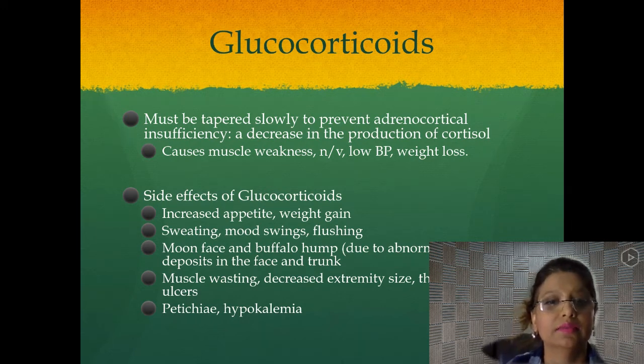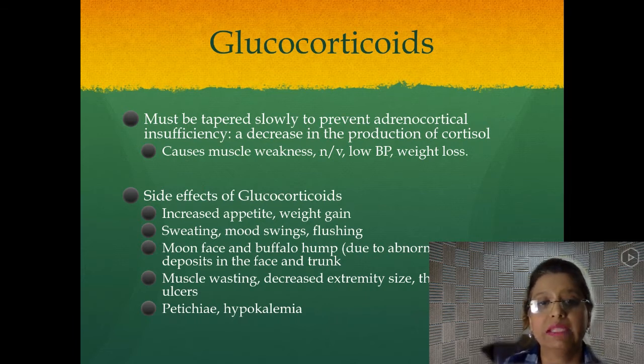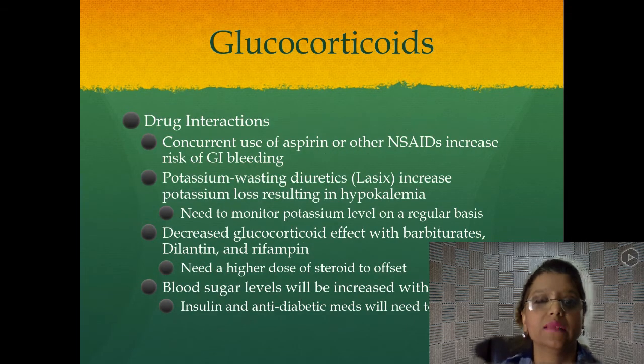Then it could cause peptic ulcer disease. The steroids are really, really bad for the stomach. They can cause peptic ulcer disease. Petechiae, what is that? Bruising underneath the skin. And hypokalemia, low potassium levels. So sometimes we have to give them a high potassium diet.